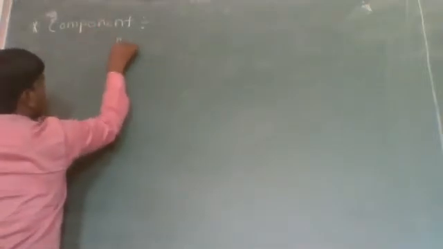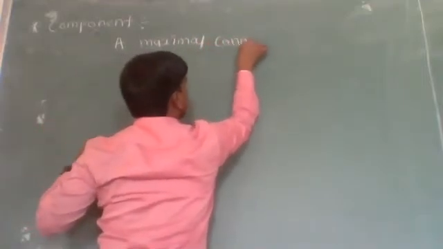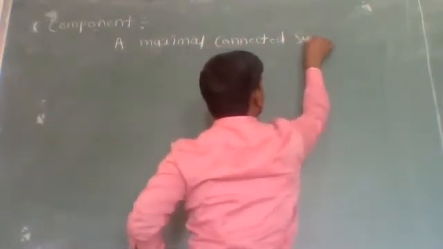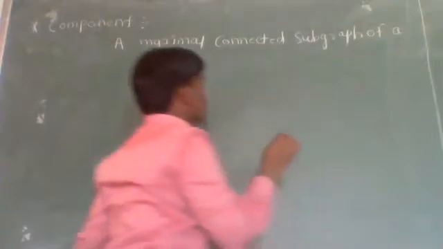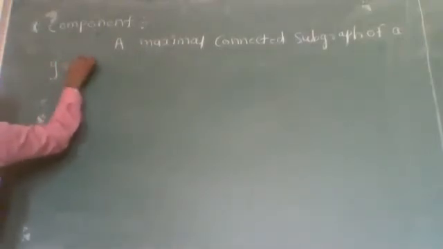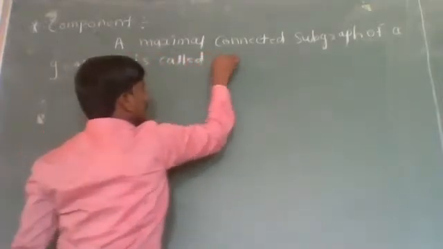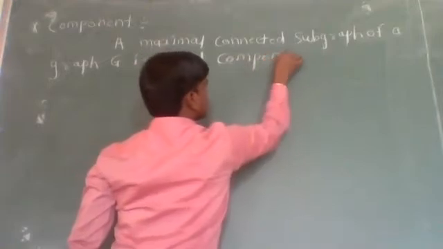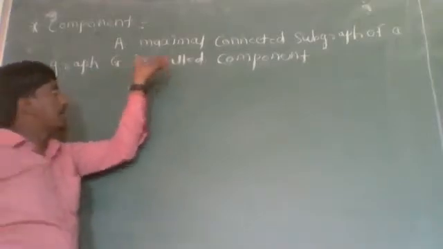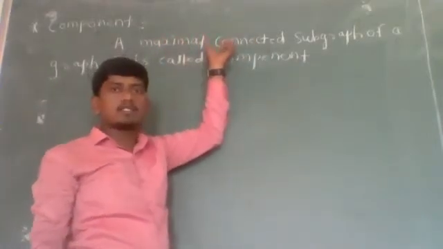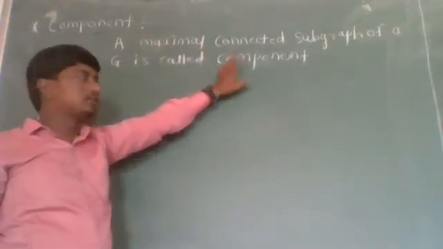A maximal connected subgraph of a graph G is called a component of the graph G. We know what a maximal connected subgraph is: a connected subgraph of a graph G is said to be a maximal connected subgraph if it is not properly contained in any other connected subgraph of the graph G.